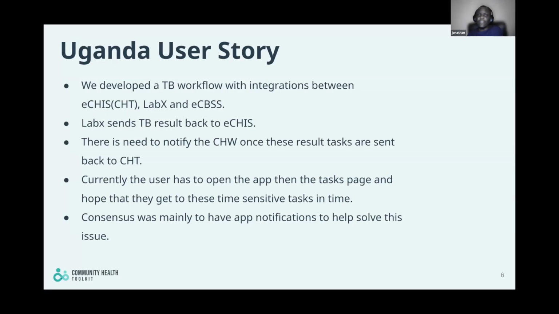So ideally, once a community health worker reports some TB samples, the lab sends back these results into CHT, where a task is created for the community health worker to follow up with the patient. So the problem came about that whenever these tasks would get generated on the CHW's phone, there is a chance that they may never know that these results were sent back from the lab and they're actually ready and the patient is ready for a follow-up check.